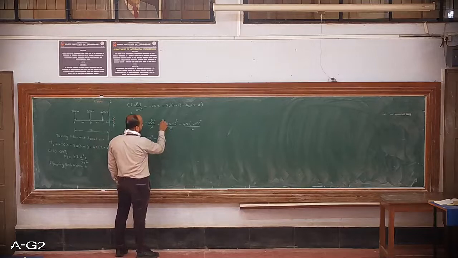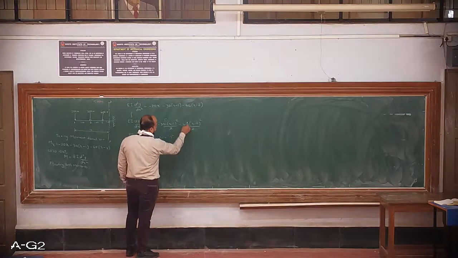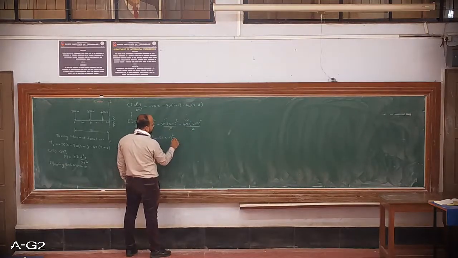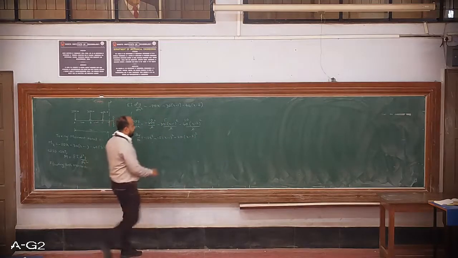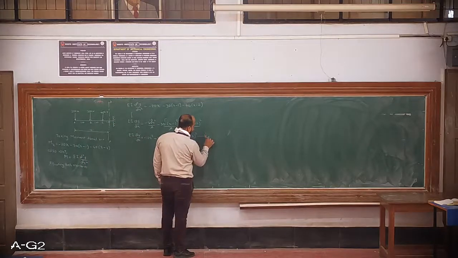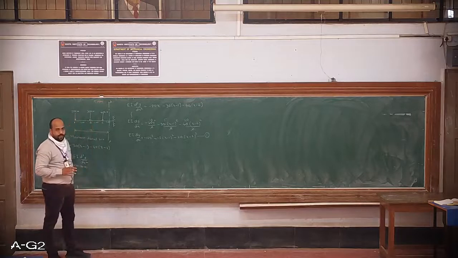This will become 15 (x minus 1) square, and this will become 20, so minus 20 into (x minus 2) the whole square. This is what I will call equation number 1. So this is the slope equation.